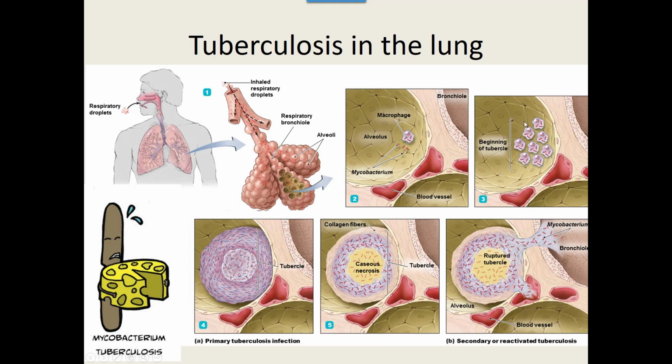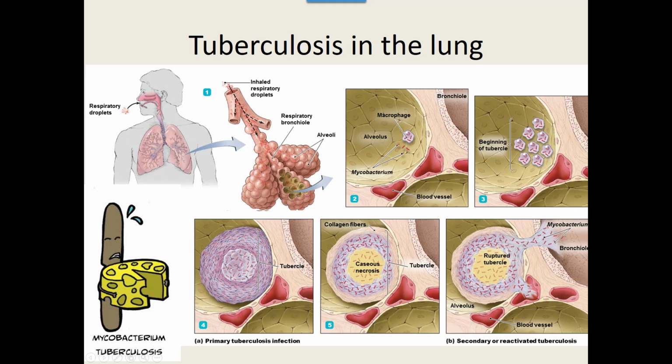The second type is secondary or reactivated tuberculosis. Well, let me go back to the primary tuberculosis. It's getting in the lungs, it's establishing, and as it establishes, all these infected macrophages stick together in what we call a tubercle. It's just a big, huge chunk of white blood cells that are all infected. That's where it gets its name, tuberculosis.